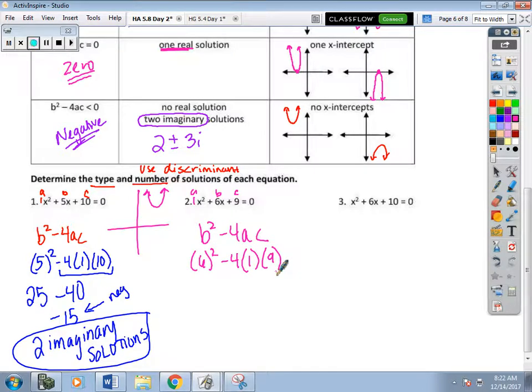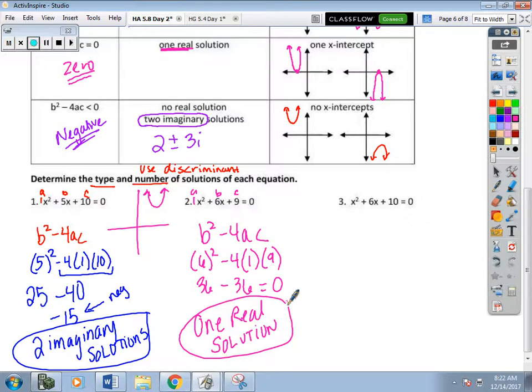This one we should get 36 minus 36, which is 0. Again, 0 is not the answer, it is just the value of the discriminant, which tells us that there's one real solution. Go ahead and try example 3 on your own.